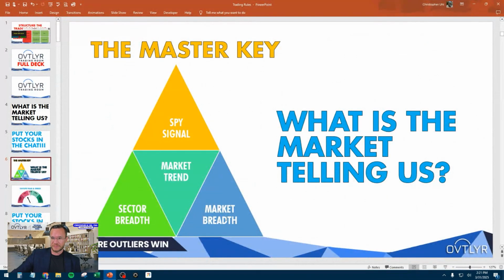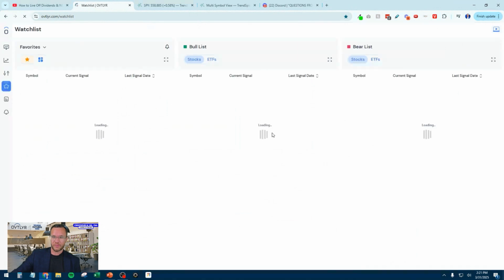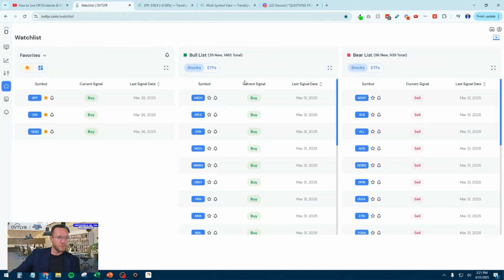Next on the master key is market breadth. Now, market breadth is measured by how many stocks are listed on our platform on the bull list. The more stocks that are listed on the bull list, the more the market breadth will be increasing. So we have 35 new stocks on the bull list today, including Ares Capital Corp. We've got Apple Hospitality. We've got Dividend Inc. And we've got stocks like Moody's Corp. But we have 96 names on the bear list today, 96 sell signals, like Adient PLC, we've got Albemarle Corp, we've got Allstate, and we've got A.O.